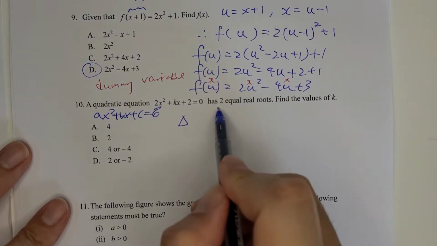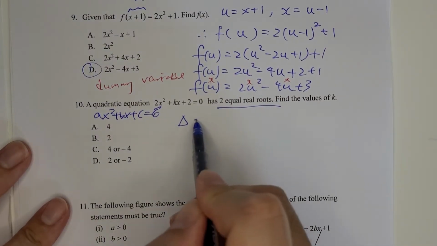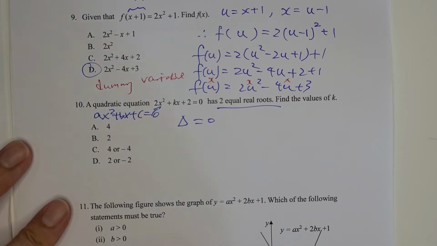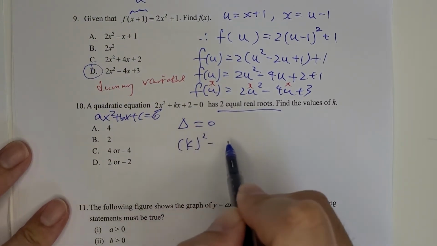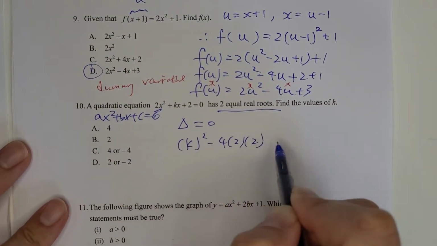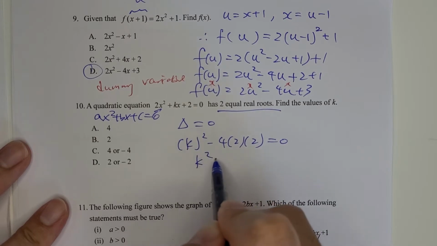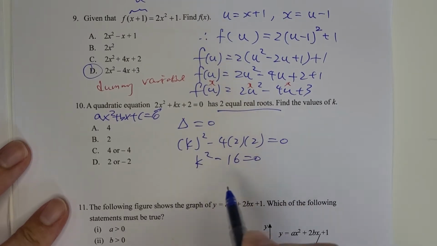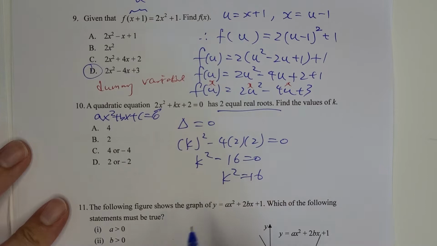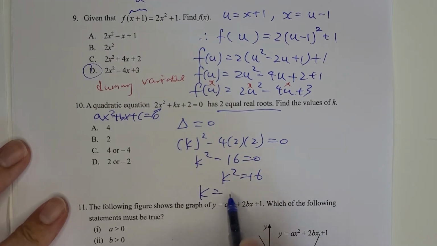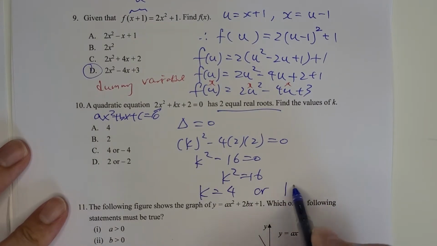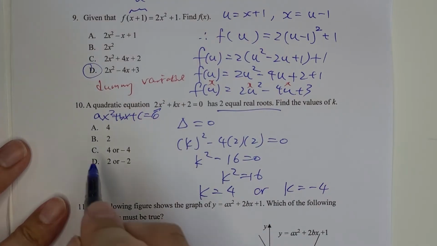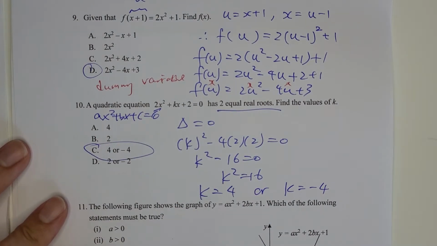And you see that the equation has 2 equal roots, so the discriminant equals 0. Therefore, b squared minus 4ac equals 0. k squared minus 16 equals 0. k squared equals 16. So k has two answers actually, positive 4 or k could be negative 4. Okay, so the answer is C.